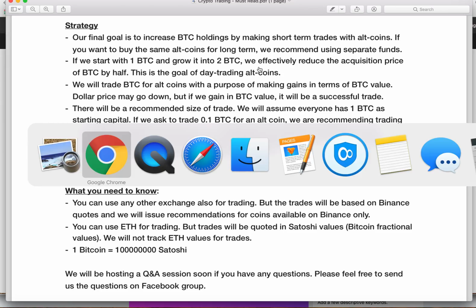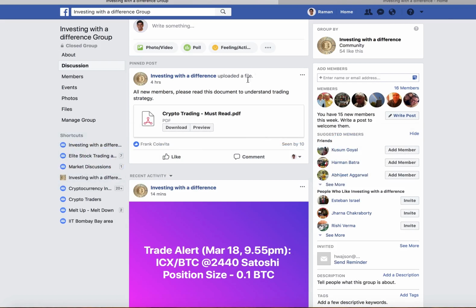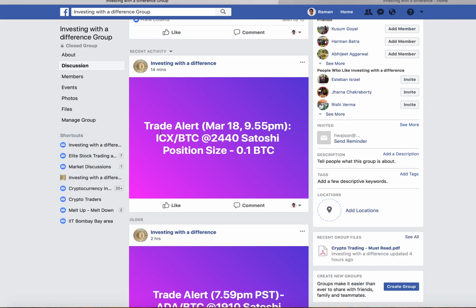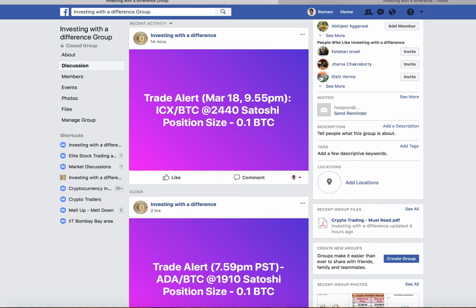Now let's go back to our trades. So when we say a trade alert, we put a timestamp just to track when we issued the alert. So you know that if it is too late, you can always ask us, or you can check the price, whether it has moved a lot. Then this is a pair. This means we are talking about a coin, which is ICX, the symbol. And of course, as we mentioned, we are always going to be trading against Bitcoin.